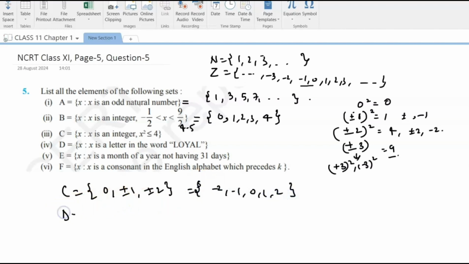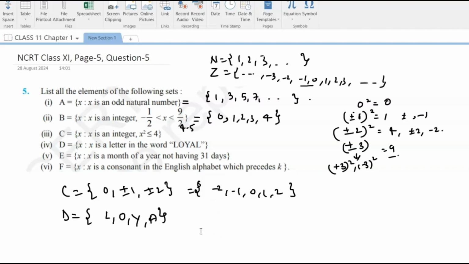Let's see the next one. D is equal to x, such that x is a letter in the word loyal. So it is very simple. It is L, O, Y, A, and we will not write L again because the elements of the set should be distinct.